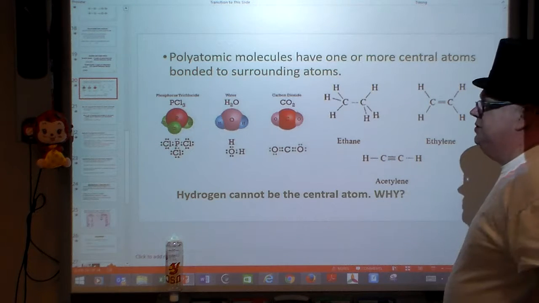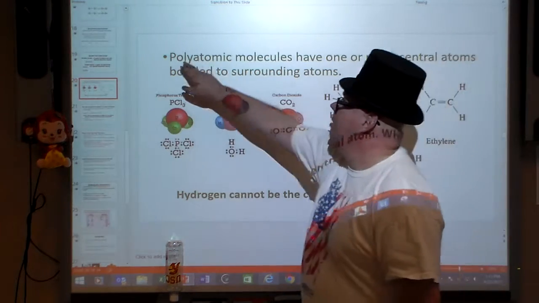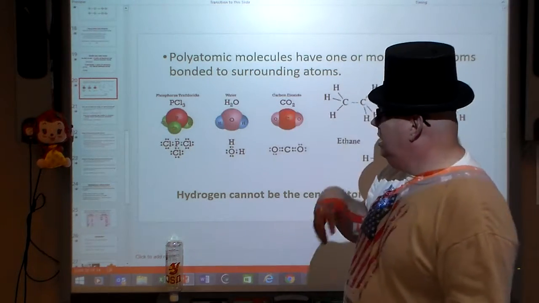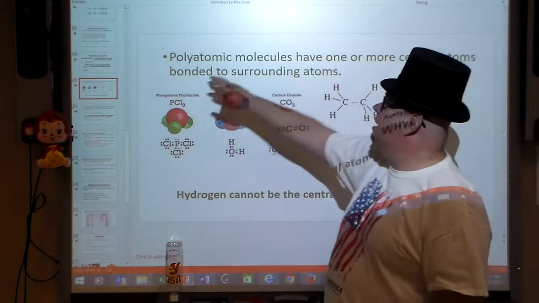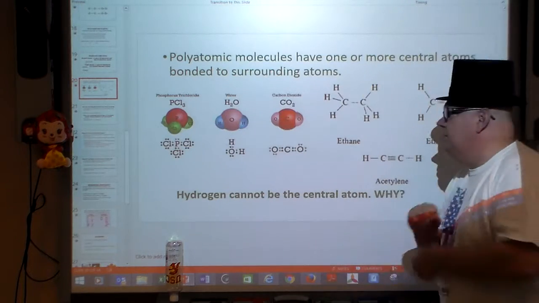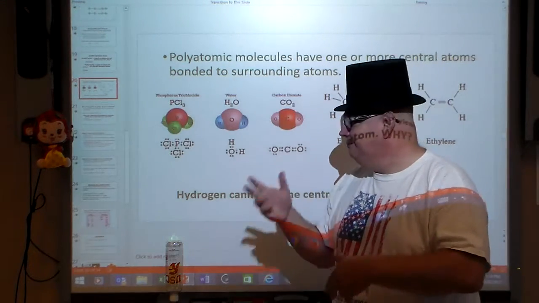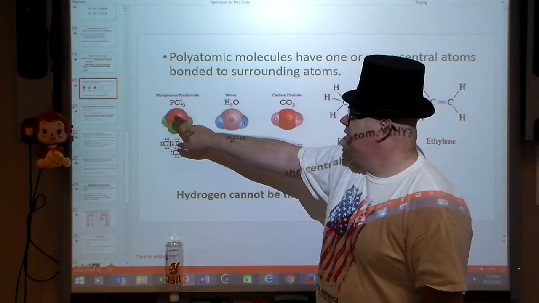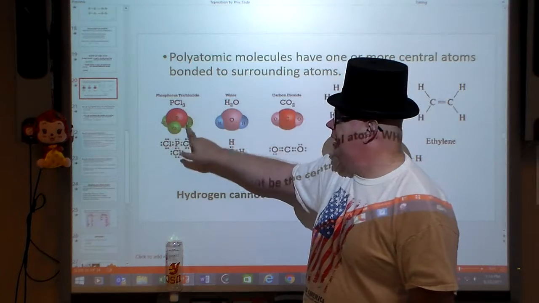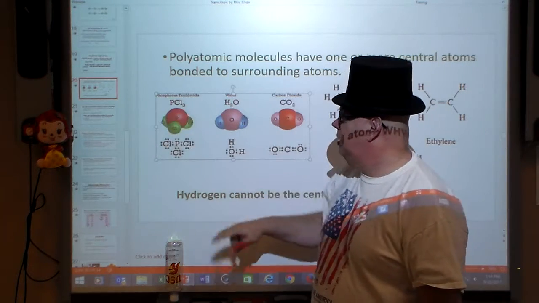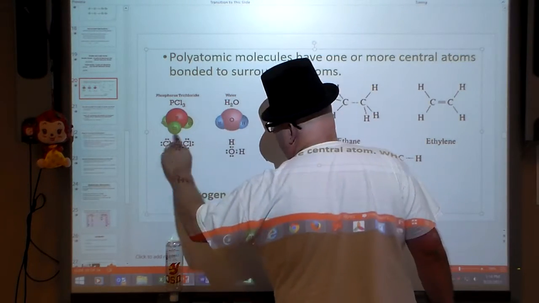There are molecules out there that they also hook up. And this is where we get into polyatomic. Poly meaning many, atomic meaning atoms. So many atom molecules have one or more central atoms bonded to surrounding atoms. Now, when we look at a molecule, we can look at PCl3, phosphorus trichloride. So you got phosphorus here in the middle, and then you got the chlorines out on the edges, like that.